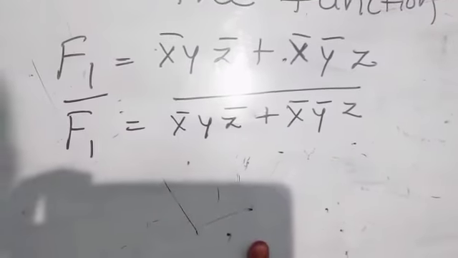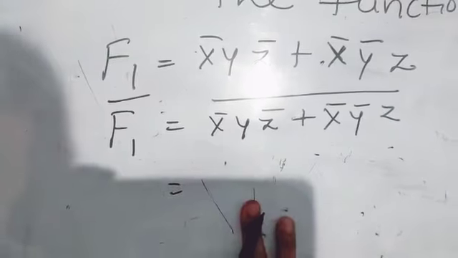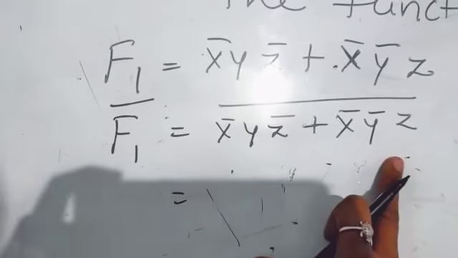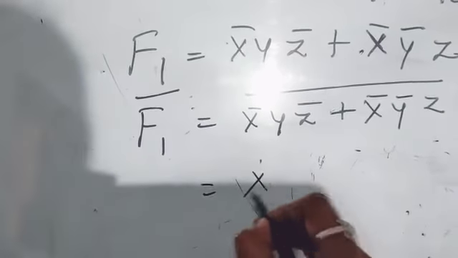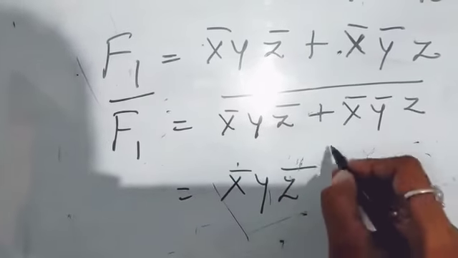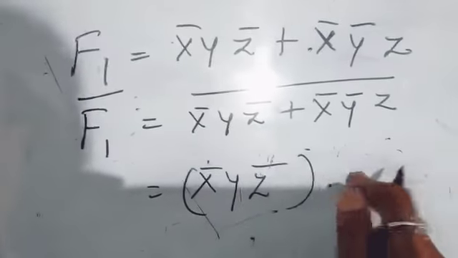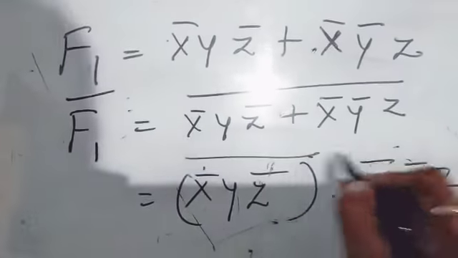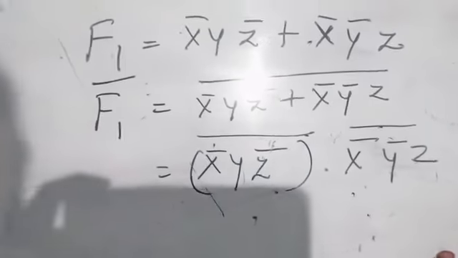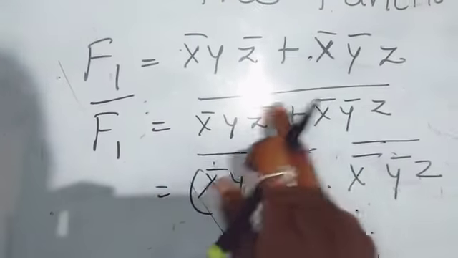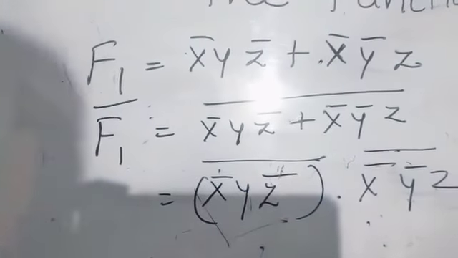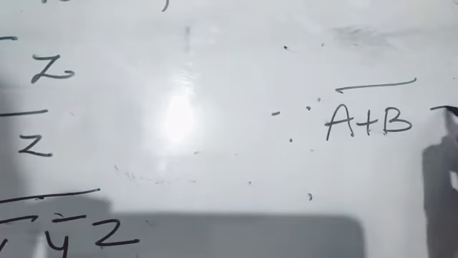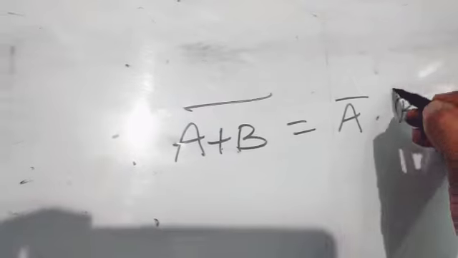So what does De Morgan's theorem say? Here we have x bar y z bar plus x bar y bar z. We can rewrite this using De Morgan's law: the bar of the first term into the bar of the second term, since plus becomes multiplication. That is one of the laws in De Morgan's theorem: a plus b whole bar is equal to a bar into b bar.